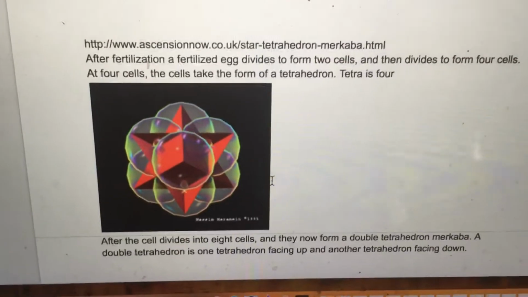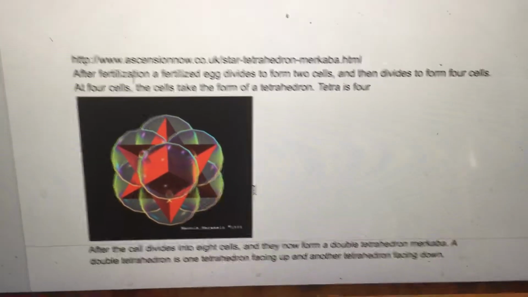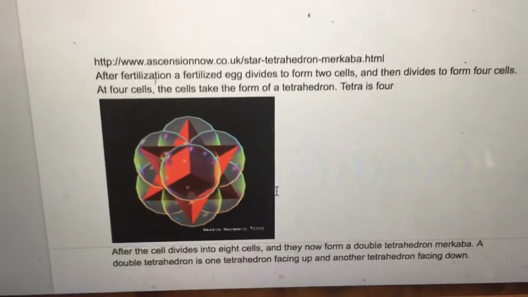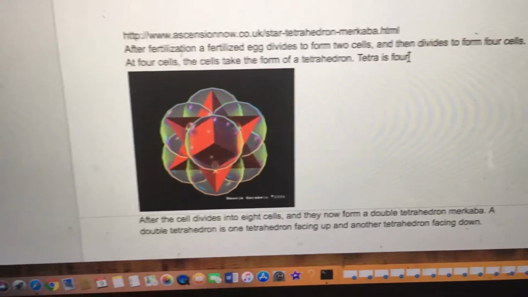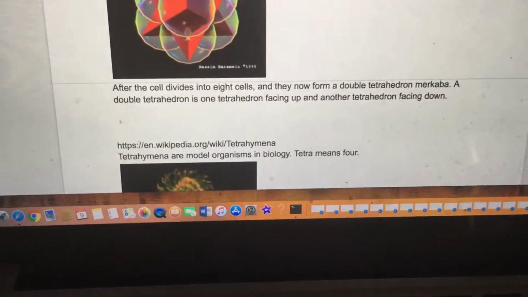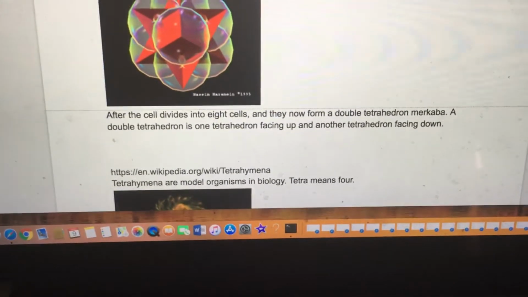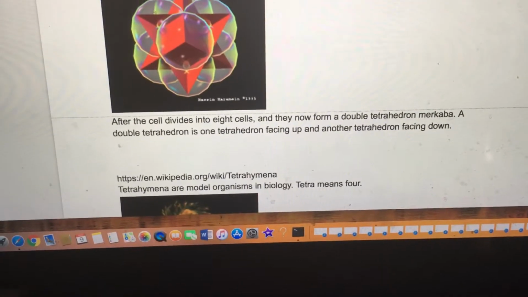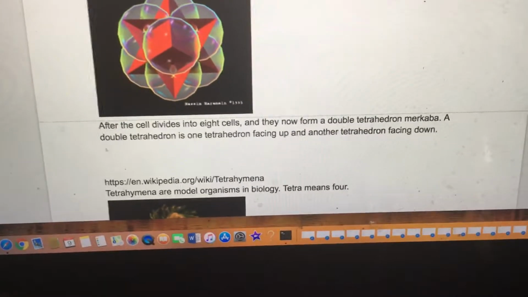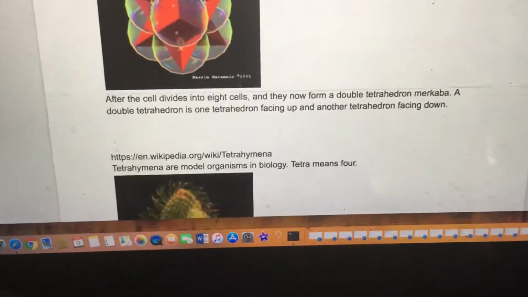After fertilization, a fertilized egg divides to form 2 cells and then divides to form 4 cells. At 4 cells, the cells take the form of a tetrahedron. Tetra is 4. After the cell divides into 8 cells, they now form a double tetrahedron, Merkaba. Double tetrahedron is one tetrahedron facing up and another tetrahedron facing down. Tetra is 4.